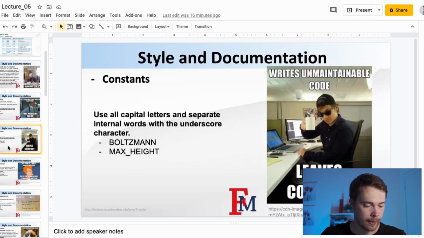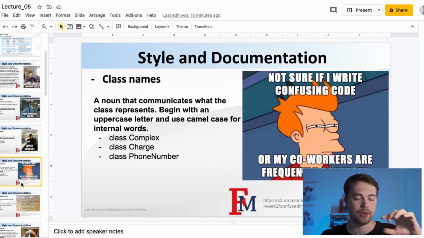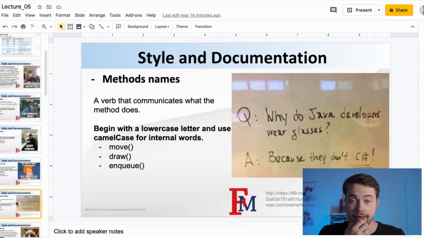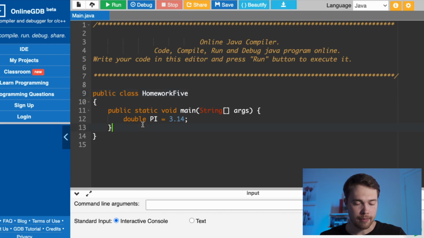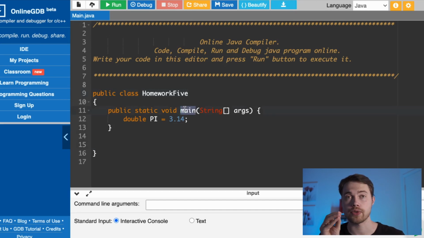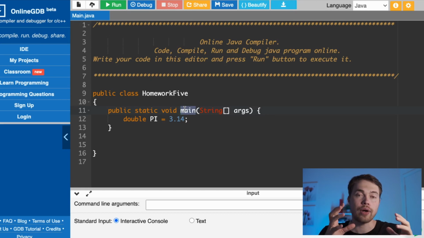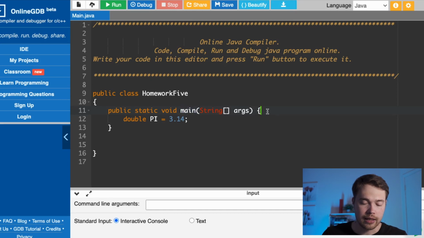Moving on. So again, a variable is a noun, a constant is also a noun but capitalized, and a class is also a noun but starts with a capital letter. Methods are usually verbs that communicate what the method does. You need to begin with a lowercase letter and use camel case for internal words. A method is an additional action which you call. Main is a method, and that's the only exception to this rule. Main is not a verb, it's an adjective. Well, maybe in programming it would be considered a noun, but anyway, if you're creating your own method, and you'll be doing that very soon, you need to make it look like a verb. For example, add.